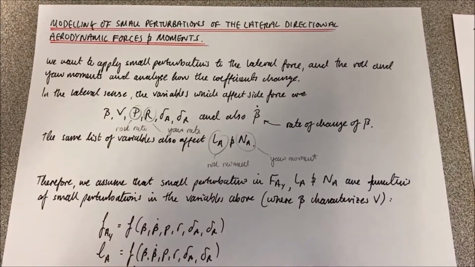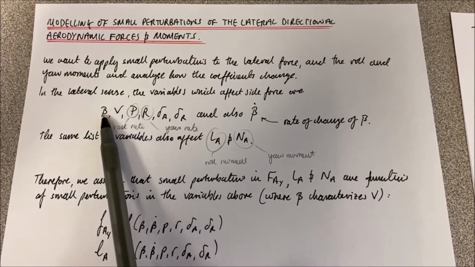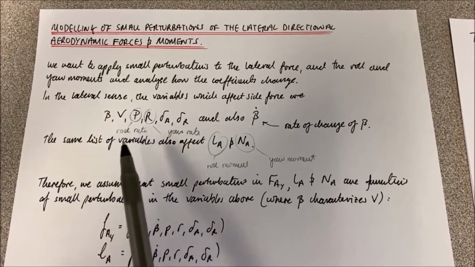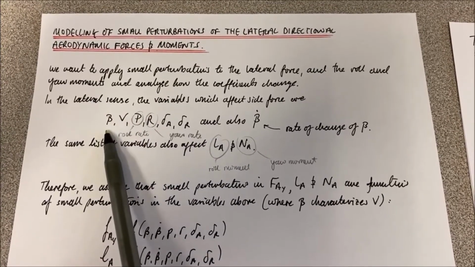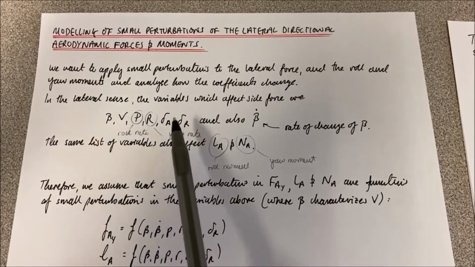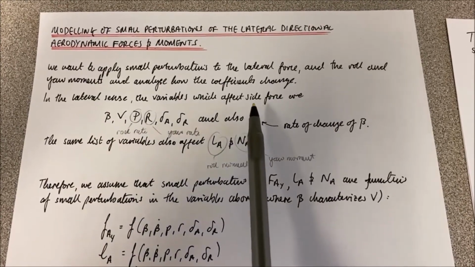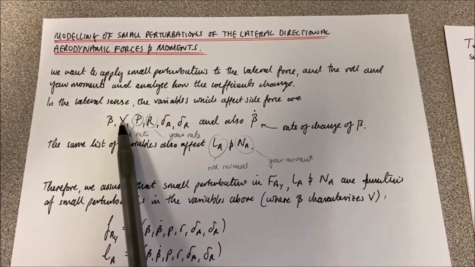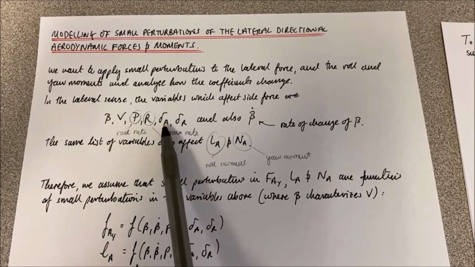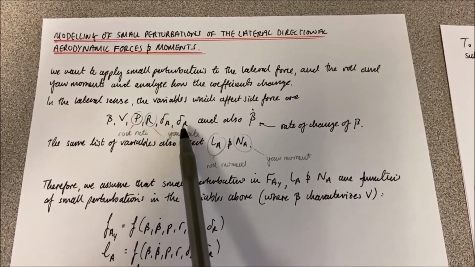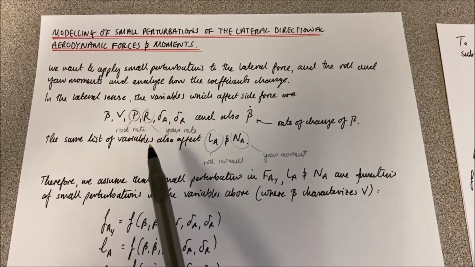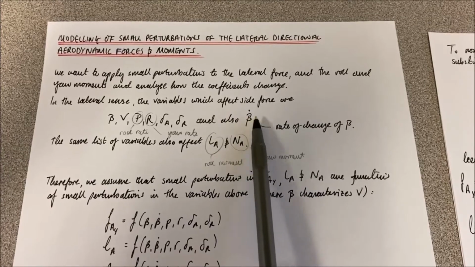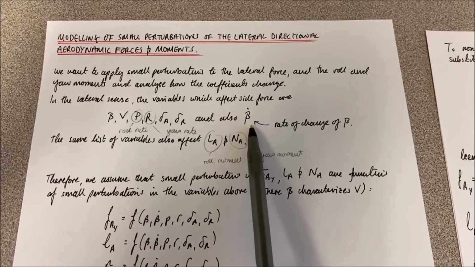So the first thing to consider is what variables affect our side force and also our roll and yaw moments. So in the lateral sense, we have these variables which all affect the side force, the roll moment and the yaw moment: side slip, velocity in the y direction, roll rate, yaw rate, and angle of deflection of both the aileron angle and the rudder. Also, we have to consider the rate of change of side slip angle too.